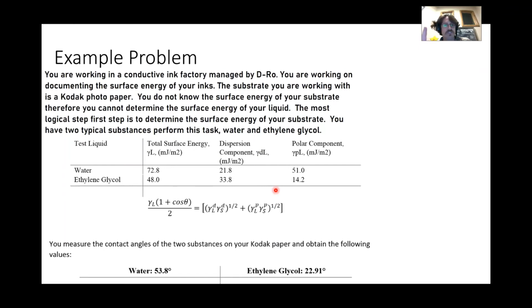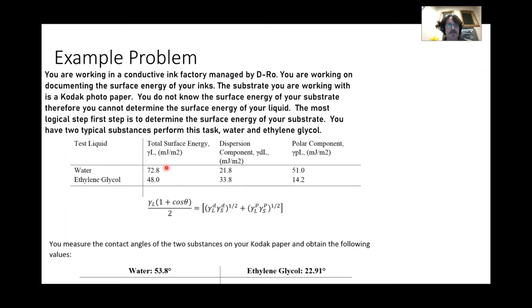You have two typical substances to perform this task. Two typical surface energy measuring liquids are water and ethylene glycol. You could also use various alcohols. So here's some tabulated data, with water and ethylene glycol. I didn't make this clear on the previous slide: your total surface energy is the sum of your dispersion and polar components. The generally accepted units these days for surface energy are millijoules per meter squared. I probably should have had that information on the other slide.